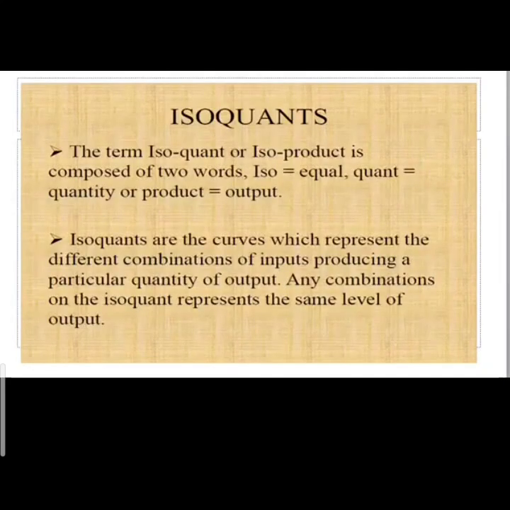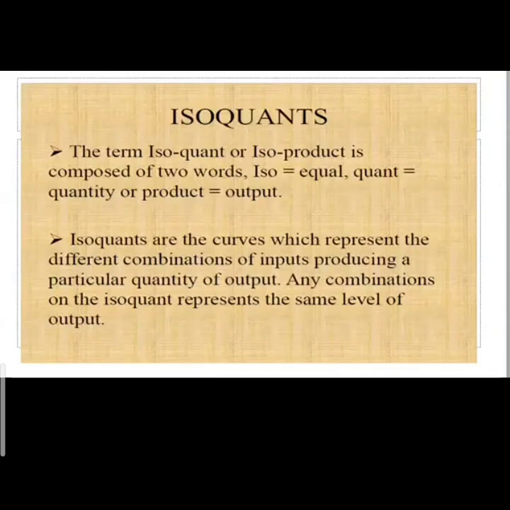Today we are going to present the Isoquant curve for A-level class. Isoquant is the topic under production function. The term isoquant or isoproduct is composed of two words: iso, that means equal, and quant, that means quantity of product or equal to output. Isoquants are the curves which represent different combinations of inputs producing a particular quantity of output.